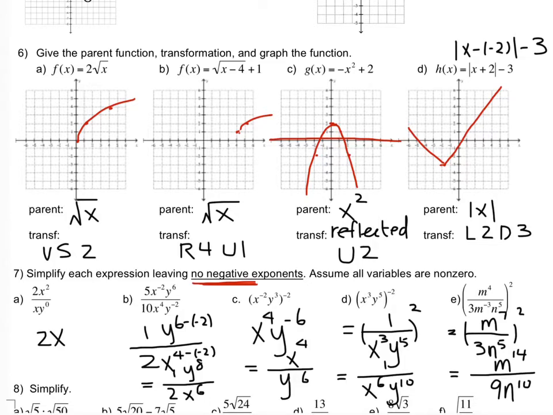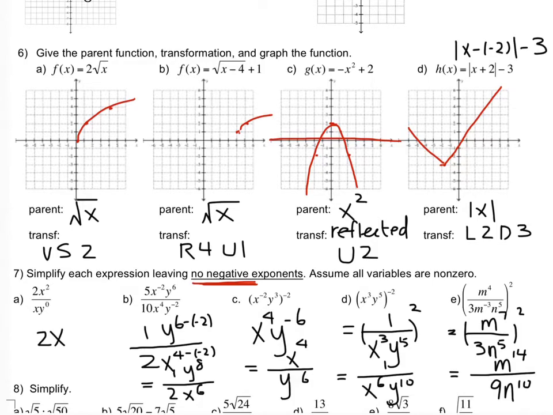Question number 7. Simplify each expression, leaving no negative exponent. So I'm going to emphasize again, your answer should not have any negative exponent. Letter A, 2x squared over x y to the 0 power. Any number raised to 0 power is going to be 1, so we can quickly reduce it down to x squared over x, which is x. So the final answer should be 2x for letter A.